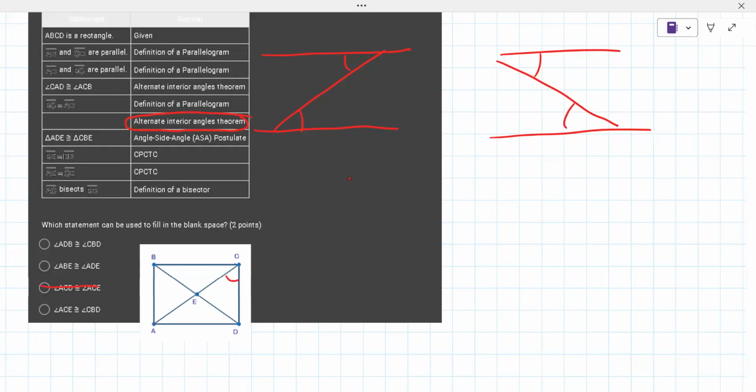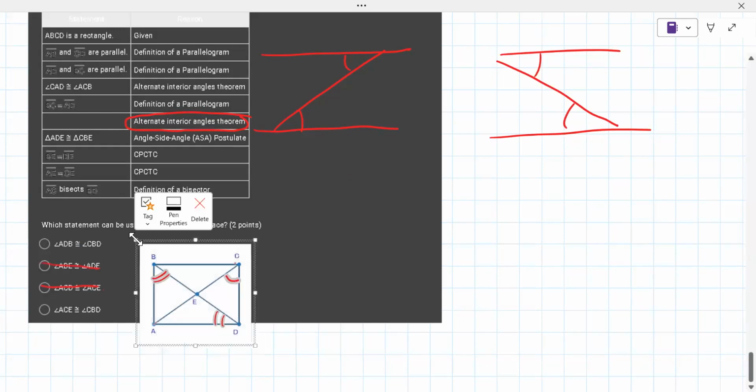Would it be the second one? All right, so we got ABE. That's this one right here. That's looking okay. And then ADE is this one right here. They're on the same side though. We need the one on the other side here. Oh.